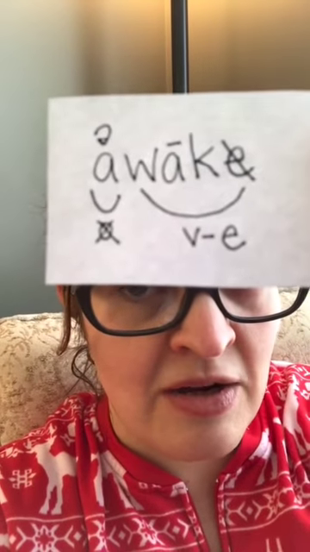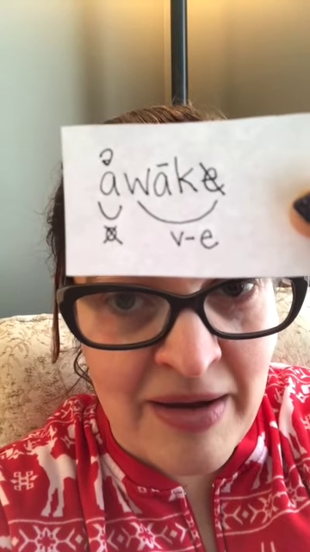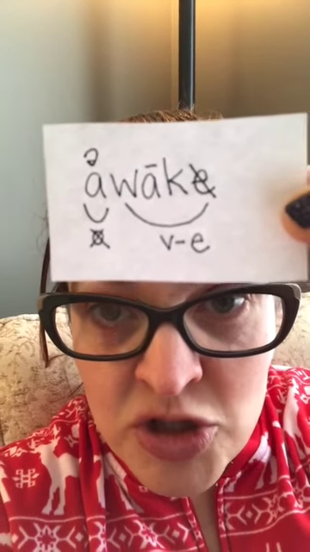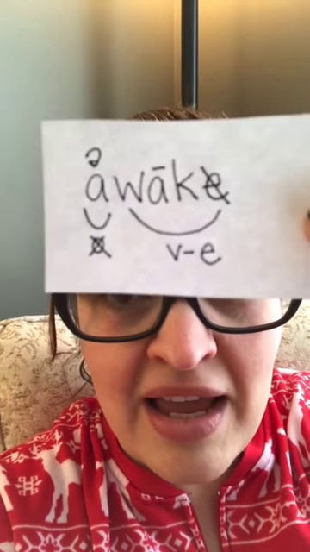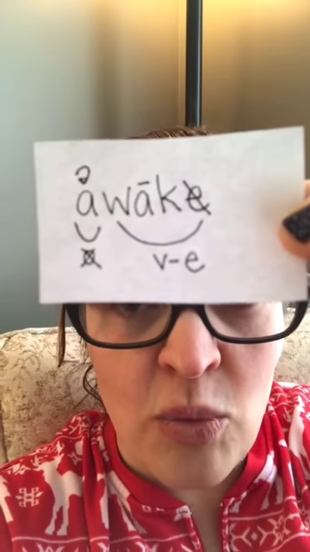Next one, awake. I'm not quite awake this morning. It's almost afternoon, actually. Awake. Mark it. Pause if you need more time. Awake. There's that A being an open syllable exception, schwa at the beginning of a word. And then we have a vowel consonant E syllable with a long A and a silent E. Awake. Good job.